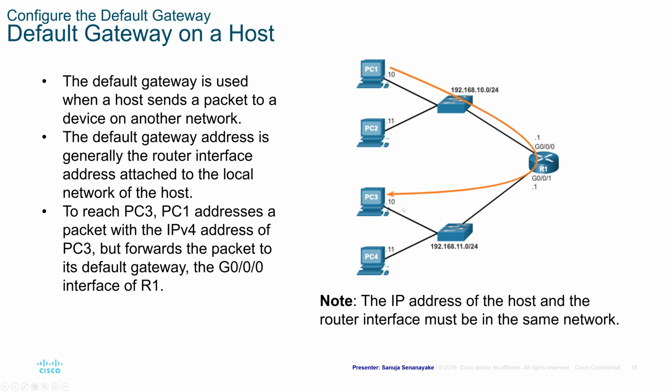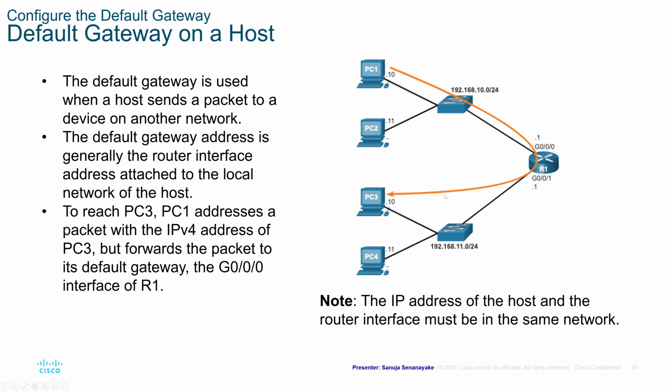The default gateway of PC3 is going to be G0/1, because PC3 is connected to the router's G0/1 interface, while PC1 is connected to G0/0. So in order for PC1 to reach PC3, it has to forward that packet to the G0/0 interface of this router with the IP address associated with PC3, which is 192.168.11.10. That's what this Cisco diagram is trying to explain.